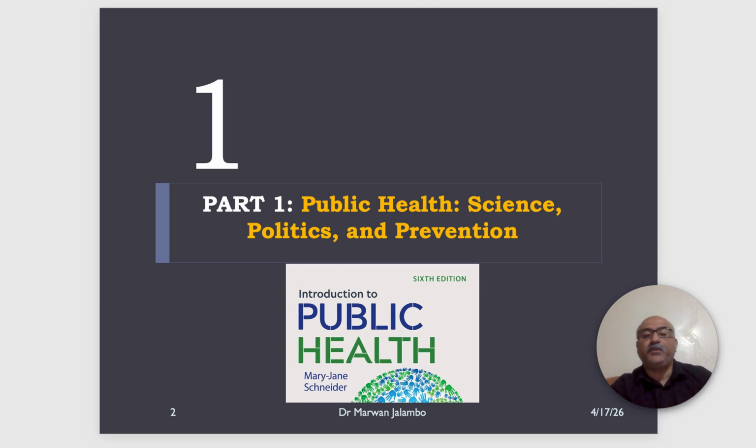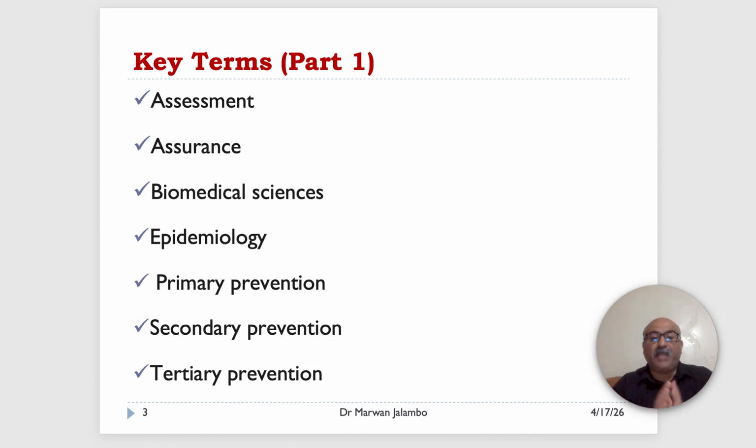Before we dive into the history and theory, let's establish the vocabulary we will be using throughout the semester. On this slide, we see our first set of pillars. Notice assessment and assurance. These are not just administrative words, they are core functions. We also see biomedical sciences, reminding us that public health is rooted in hard biology. Also, we find epidemiology, often called the basic science of public health.